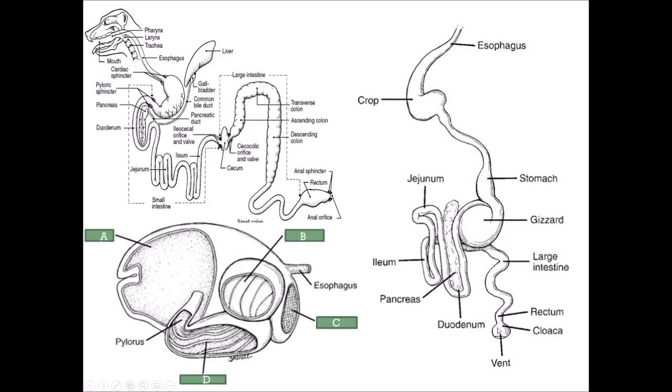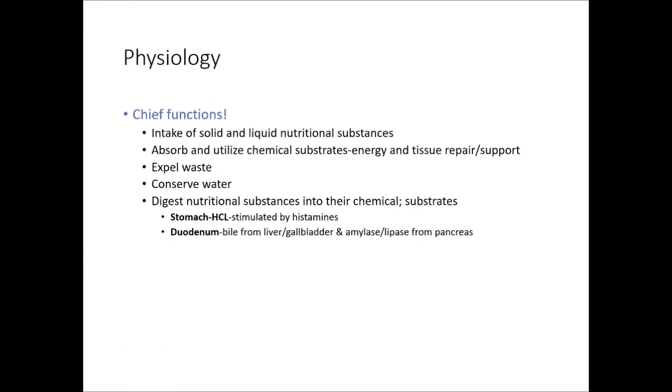So understanding the physiology, what are the chief functions? Intake solid and liquid nutritional substances, absorb and utilize chemical substrates, energy and tissue repair and support, expel waste, conserve water, digest nutritional substances into their chemical substrates. So the stomach has HCl. This is stimulated by histamines. In the duodenum, we have bile from the liver, gallbladder, and amylase and lipase from the pancreas. So we need to understand how these things are happening.